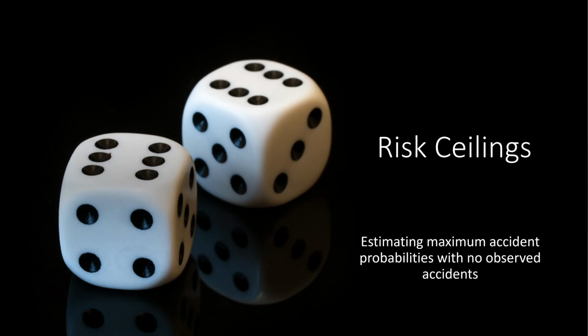This is a case where we have no observed accidents, and we want to understand what the maximum accident probability could be. In other words, how high could the probability of an accident be and still allow us to believe that we could go 10 years without seeing an accident? So let's take a look at this.